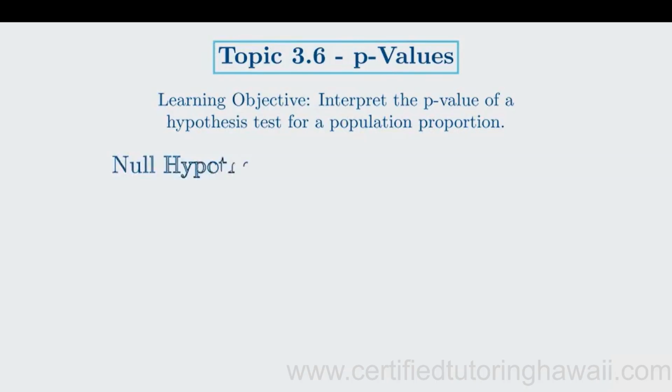To understand a p-value, we must start with the assumption that the null hypothesis is true. When we assume the null hypothesis, we create what is called a null distribution. This represents the probability distribution of the test statistic if the null hypothesis were actually reality.